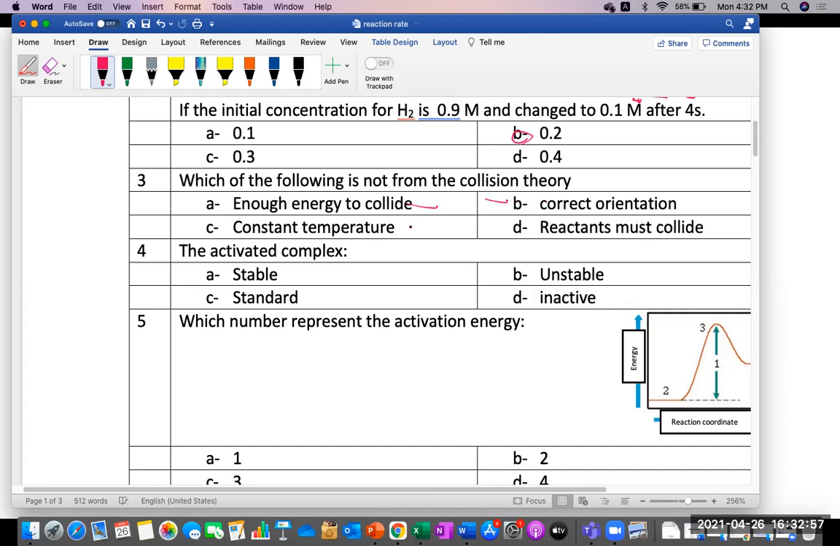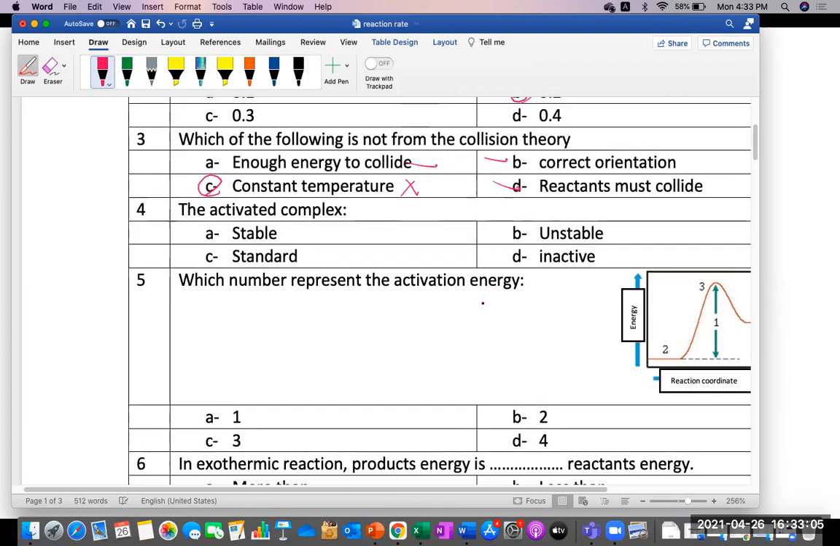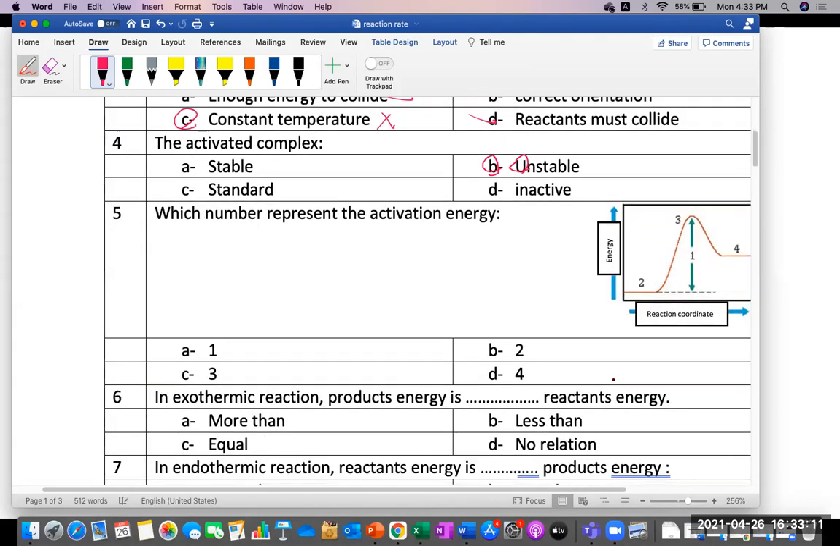Constant temperature, we didn't say constant temperature. Actually, this is not from the collision theory. Reactants must collide. So the answer will be this one. The activated complex is unstable. The transition state is unstable. So it will be this one. This one is very important.